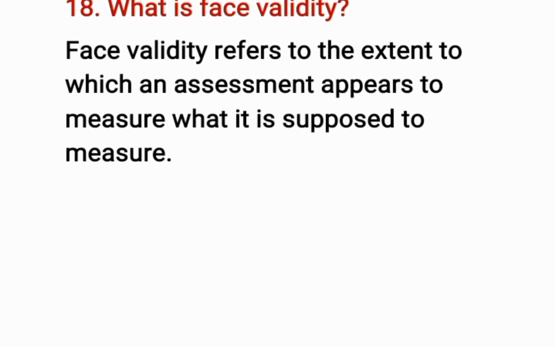Okay, question number 18. What is face validity? Face validity refers to the extent to which an assessment appears to measure what it is supposed to measure.